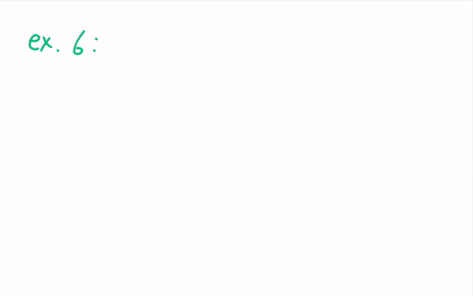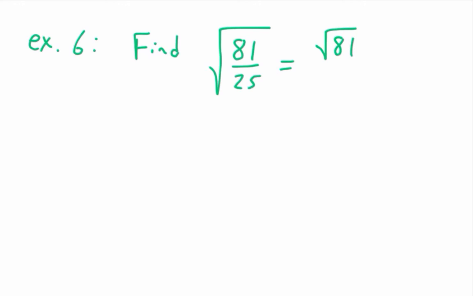Last one. Example 6 is find the square root of a fraction, 81 over 25. So what's the square root of 81 over 25? The key to this is if you have a fraction inside a radical, inside the square root sign, it's the square root of both. So it's the square root of 81 over the square root of 25. And I'm hoping that by now you can do those in your head. The square root of 81 is 9. So we're saying what number squared is 81? That's 9. The square root of 25 is 5, because what times itself gives 25? So our answer would be 9 over 5.